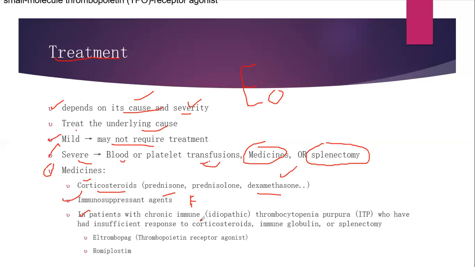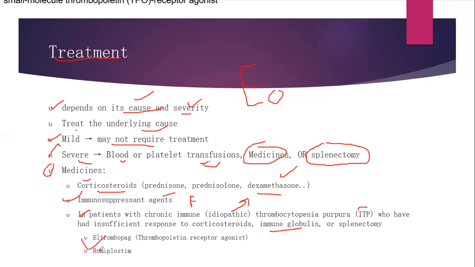In patients with chronic immune thrombocytopenic purpura (ITP), the idiopathic thrombocytopenic purpura, idiopathic means its cause is unknown, who have had an insufficient response to steroids, immunoglobulin, or splenectomy, we prefer these both techniques. If a patient has idiopathic thrombocytopenic purpura and the steroids didn't work well, then we either do a splenectomy, meaning we remove the spleen, or we administer different immunoglobulins, antibodies, to the patients.